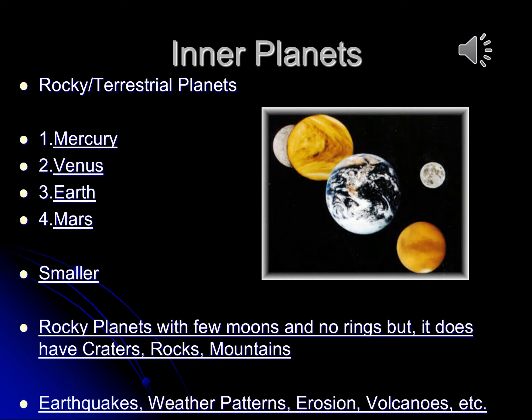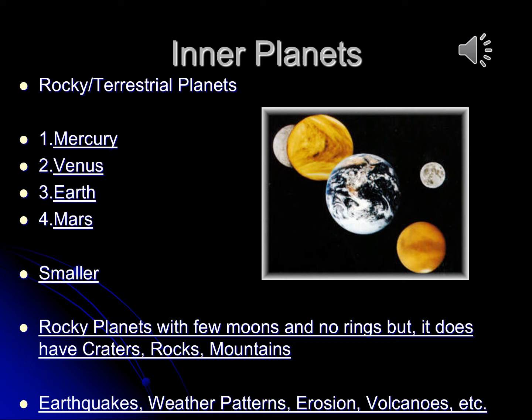Now let's talk about the inner planets. The inner planets are known as terrestrial, which also means rocky. So these planets are made of rock. There are 4 planets that are inner planets: Mercury, Venus, Earth, and Mars. Have you guys ever heard of the mnemonic device, "My very educated mother just served us nachos"? Well, that's the easiest way to memorize the planets in our solar system. So Mercury, my; Venus, very; Earth, educated; Mars, mother. Those are your 4 inner planets.